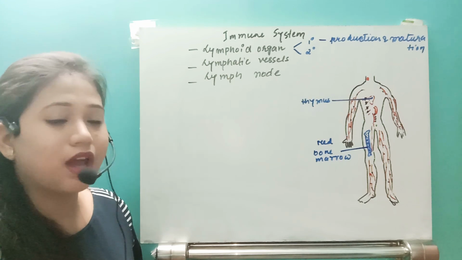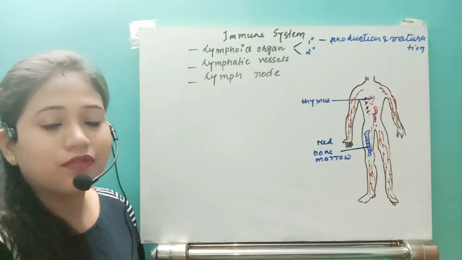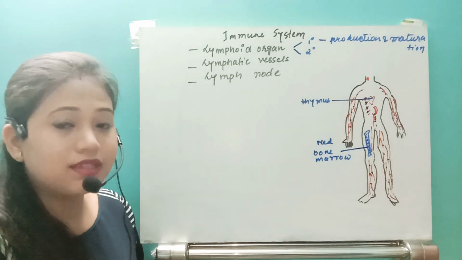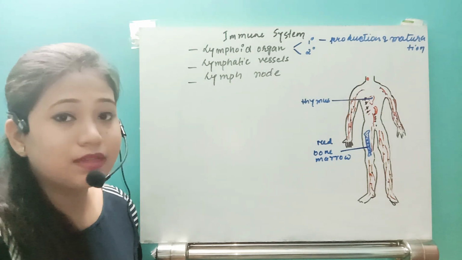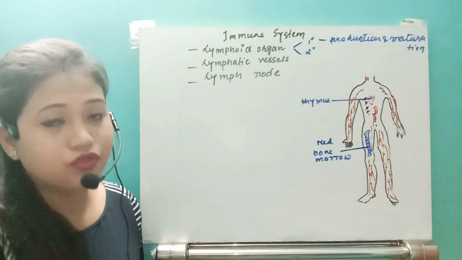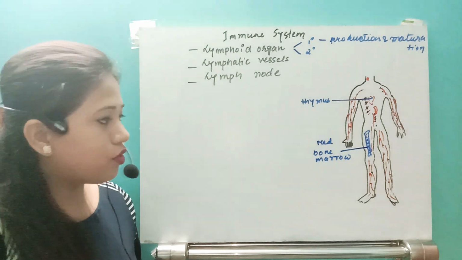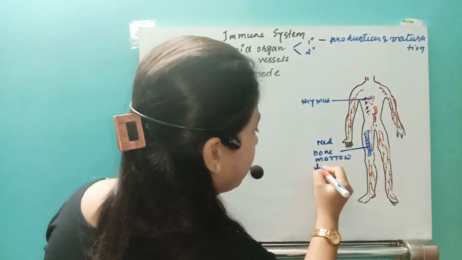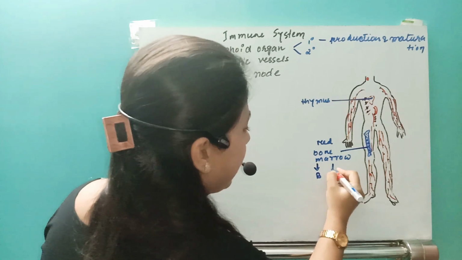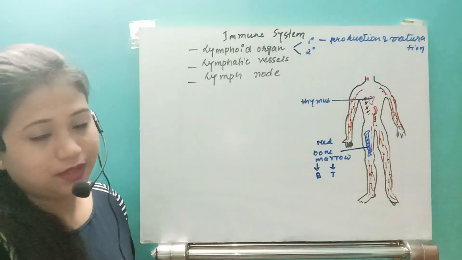These are nothing but one type of defense mechanism also. WBCs participate in our immune response, the immune system, also. So what happened? This red bone marrow will synthesize B and T lymphocytes.